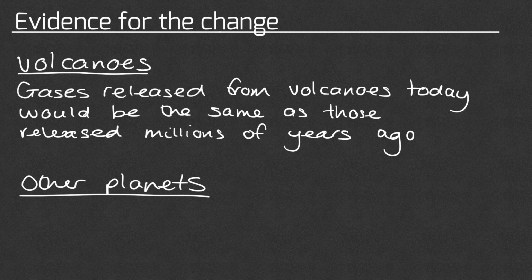The first piece of evidence is volcanoes. We can look at the gases released by volcanoes today, and they'll be the same gases which were released millions of years ago. So we know if volcanoes release, for example, carbon dioxide and nitrogen and water vapour, it makes sense that those volcanoes would still be releasing those gases millions of years ago. So we can use those volcanoes to predict what gases would have been in the atmosphere millions of years ago.